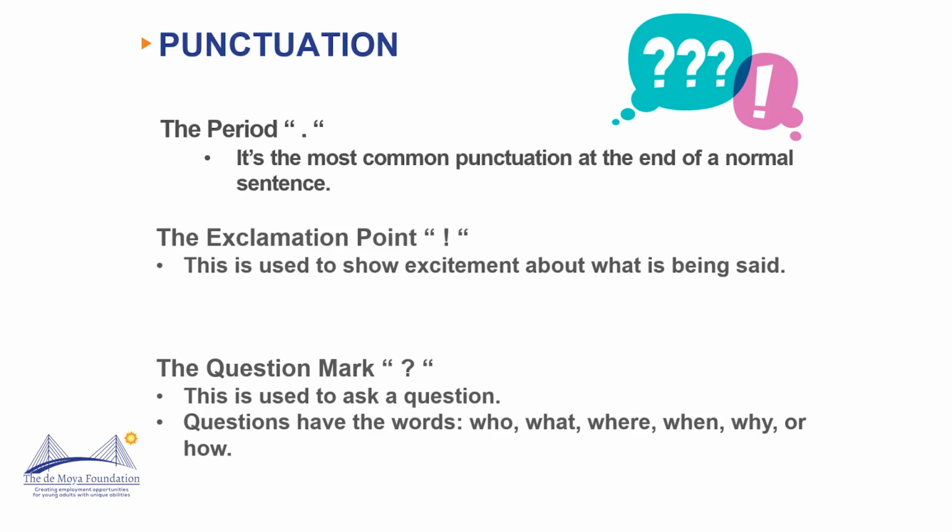The period. It's the most common punctuation at the end of a normal sentence. The exclamation point. This is used to show excitement about what is being said. So take this example. I got a raise at my job! You wouldn't say it, I got a raise at my job. Or like a question, I got a raise at my job? You would say this with excitement.